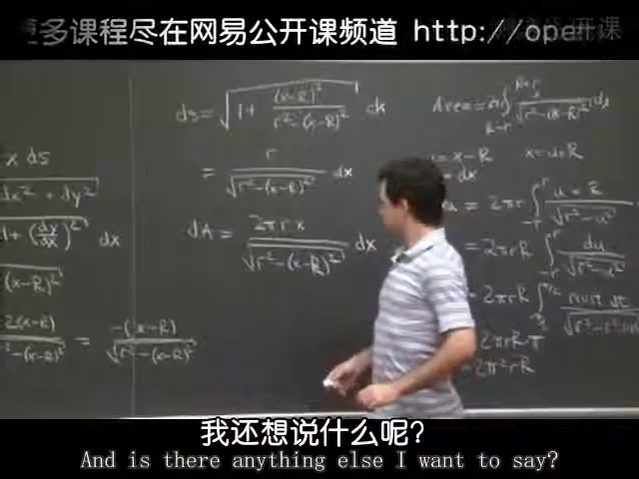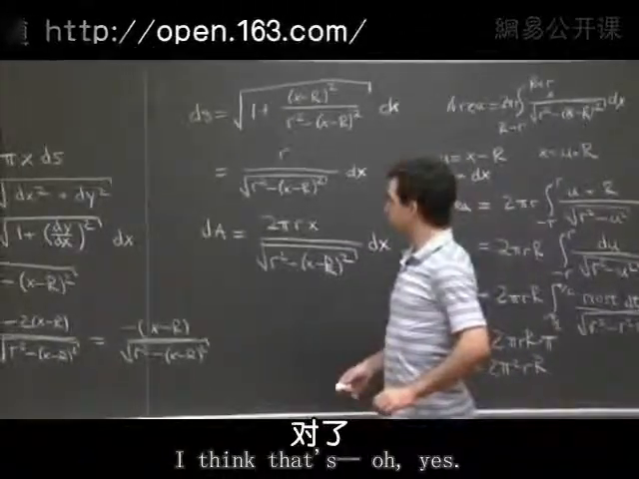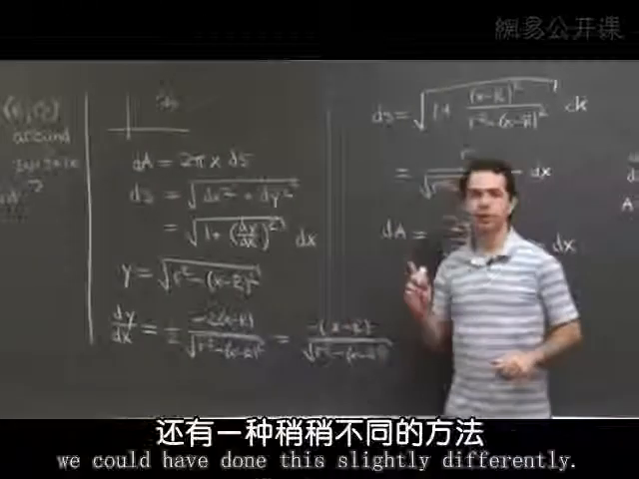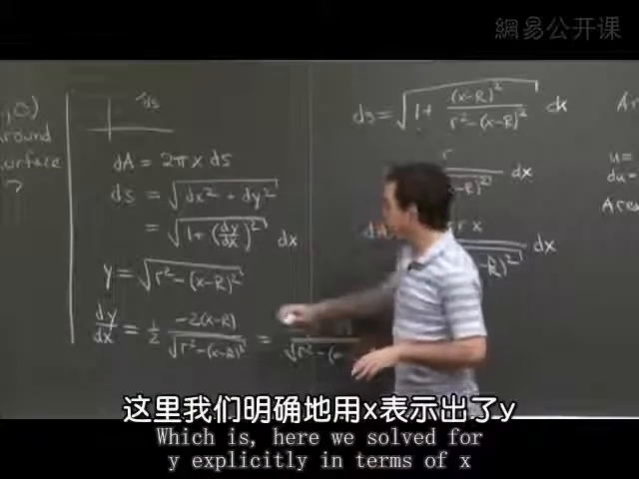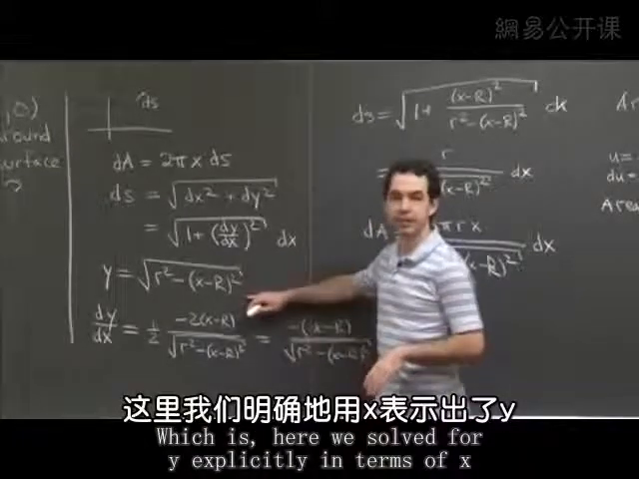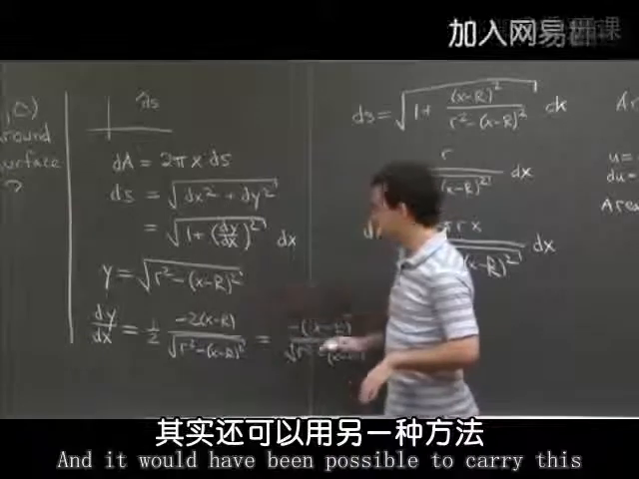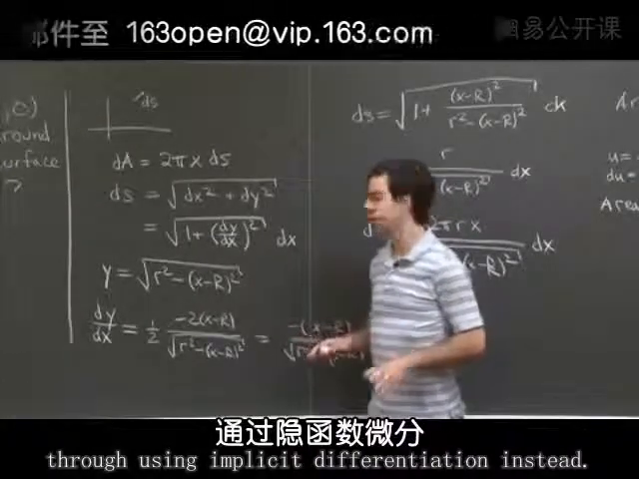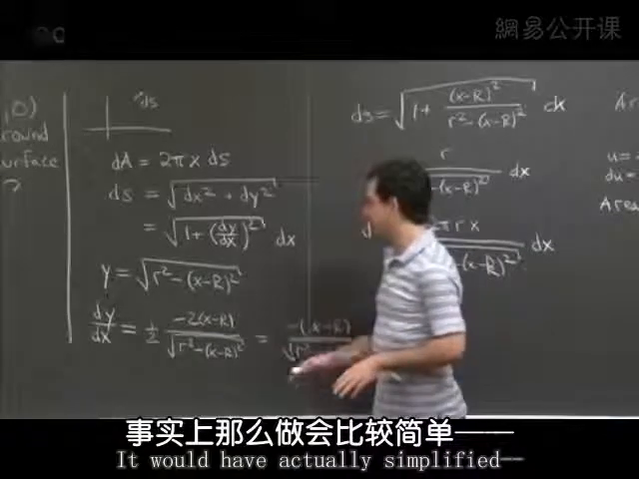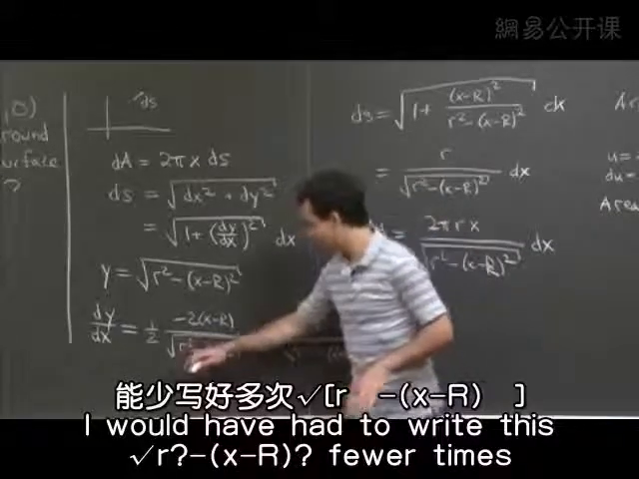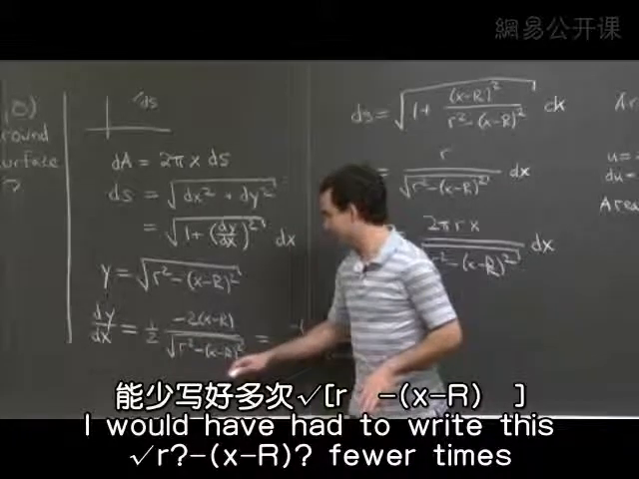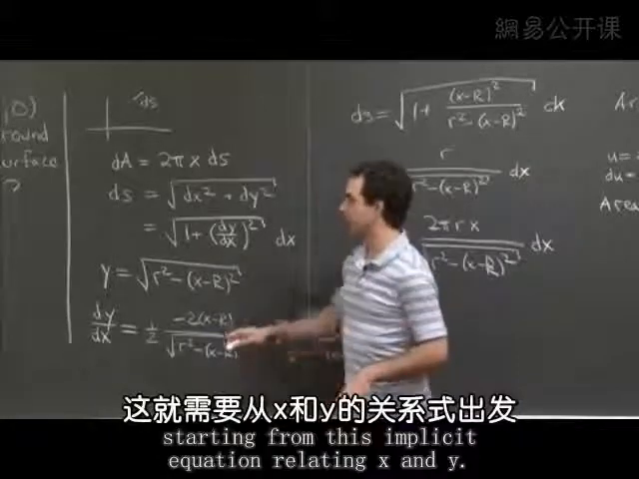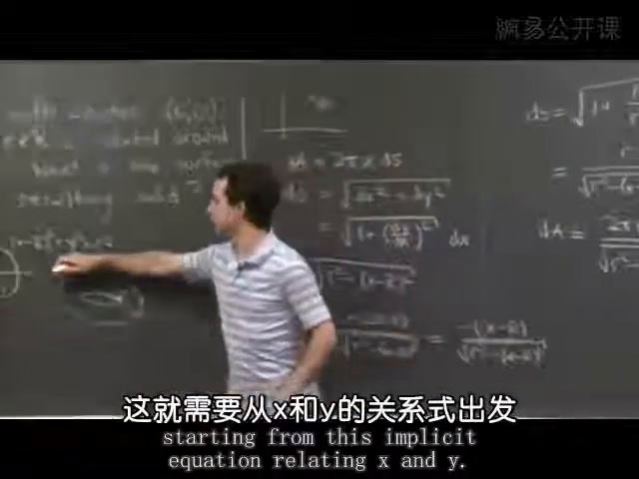And is there anything else I want to say? I think that's, oh, yes, there's one other thing I wanted to say, which is that we could have done this slightly differently, which is here we solve for y explicitly in terms of x. And it would have been possible to carry this through using implicit differentiation instead. It would have actually simplified. I would have had to write this square root of little r squared minus x minus big R quantity squared fewer times if I'd done implicit differentiation, starting from this implicit equation relating x and y.